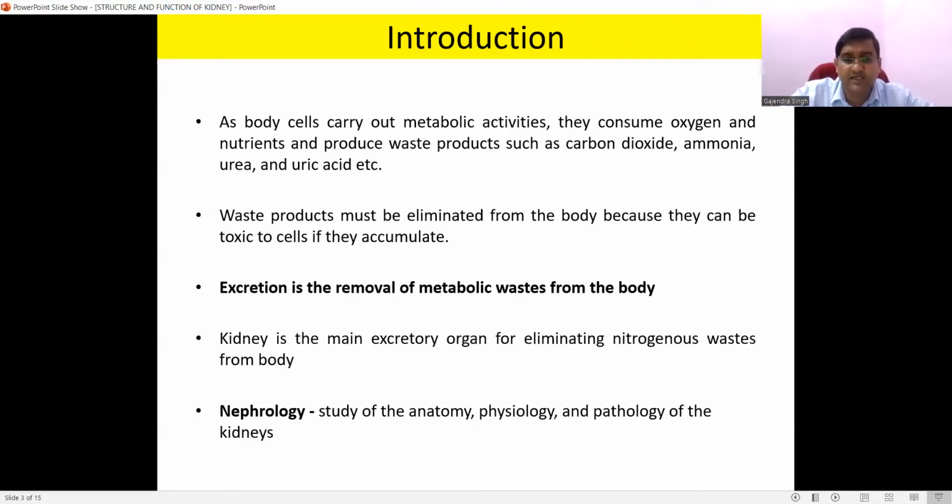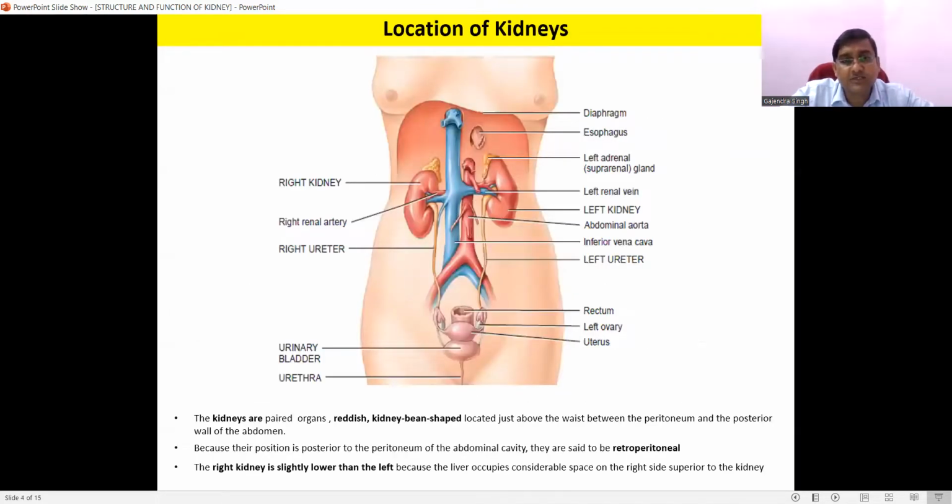The branch of science that deals with the study of anatomy, physiology, and pathology of the kidney is referred to as nephrology. Then if we see the location, there are two kidneys. So this is a paired structure and it is radish or kidney bean shaped. The location of the kidney is just above the waistline. You can see this is the waist area, and it is located between the peritoneum and the posterior wall of the abdomen.